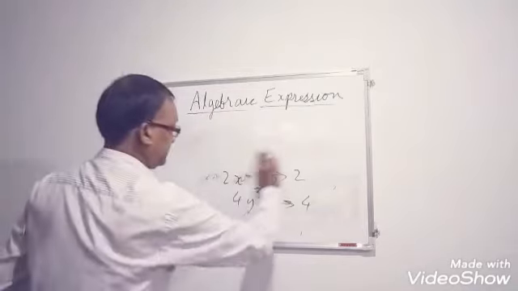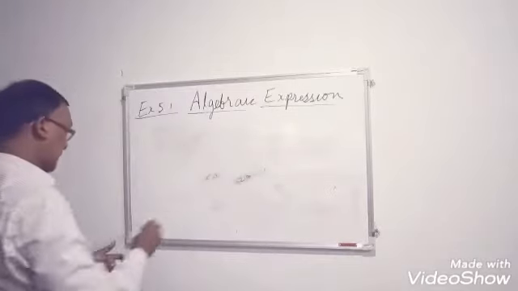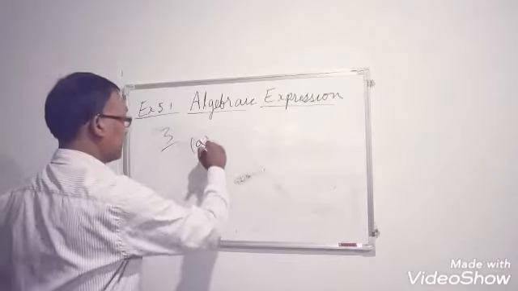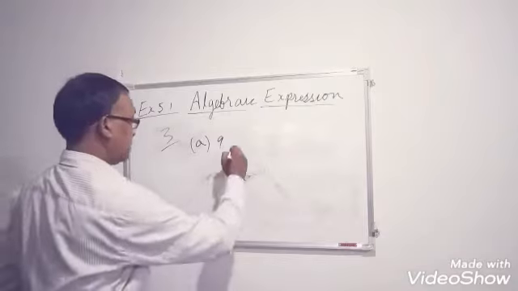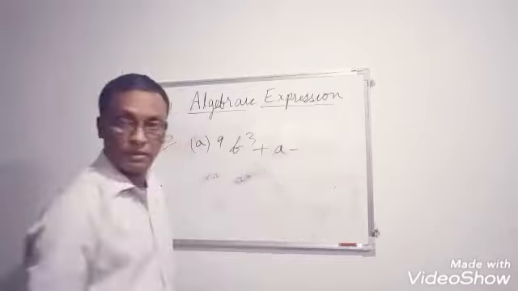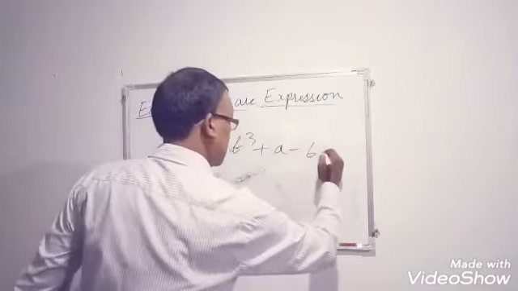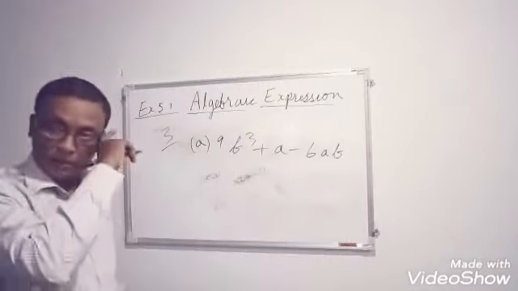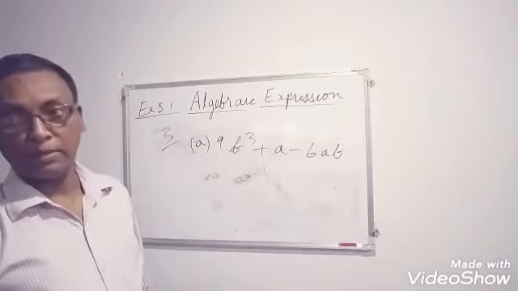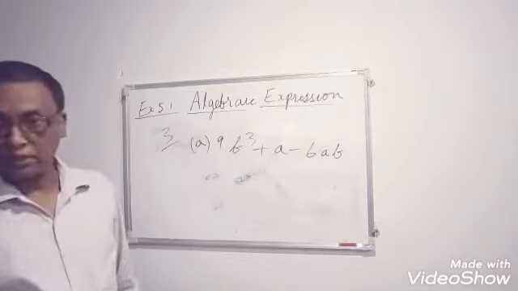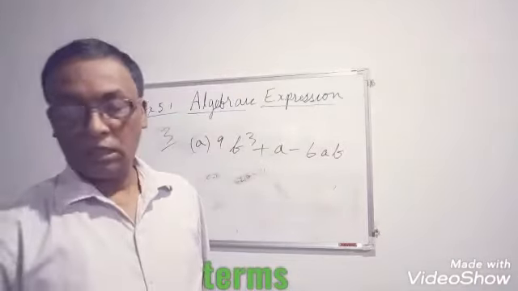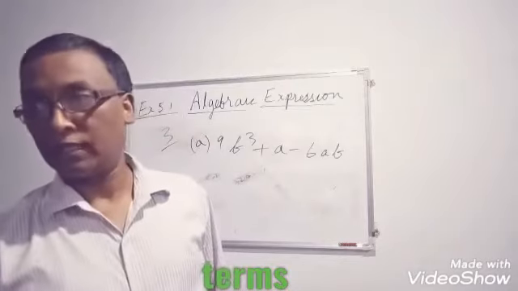So if you see question number 3, a, the first one, 9b cubed plus a minus 6ab. So this is the algebraic expression. So what we have to do, we have to identify the terms which contain b in the following expression.